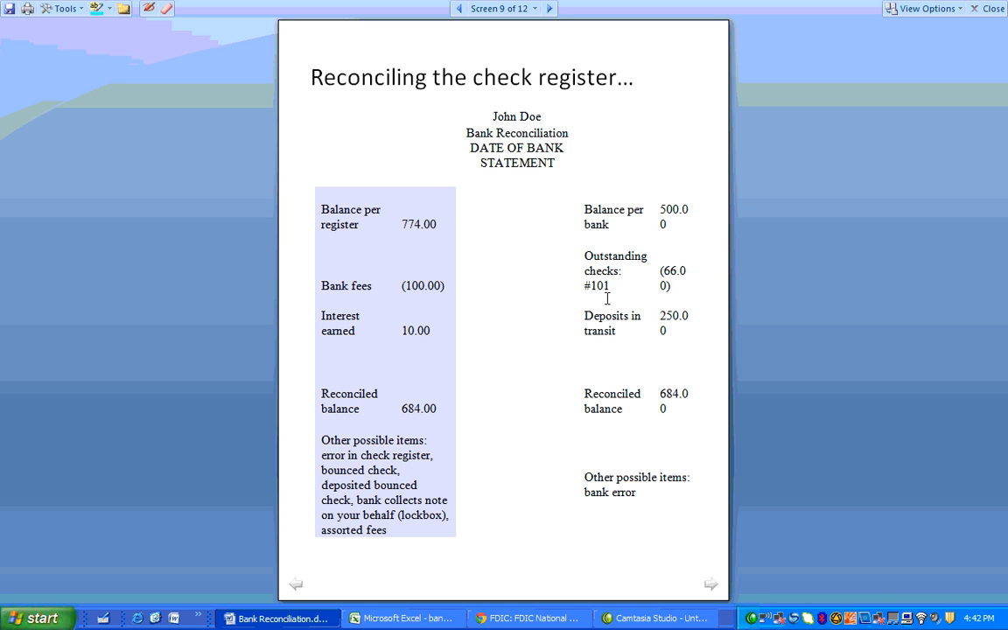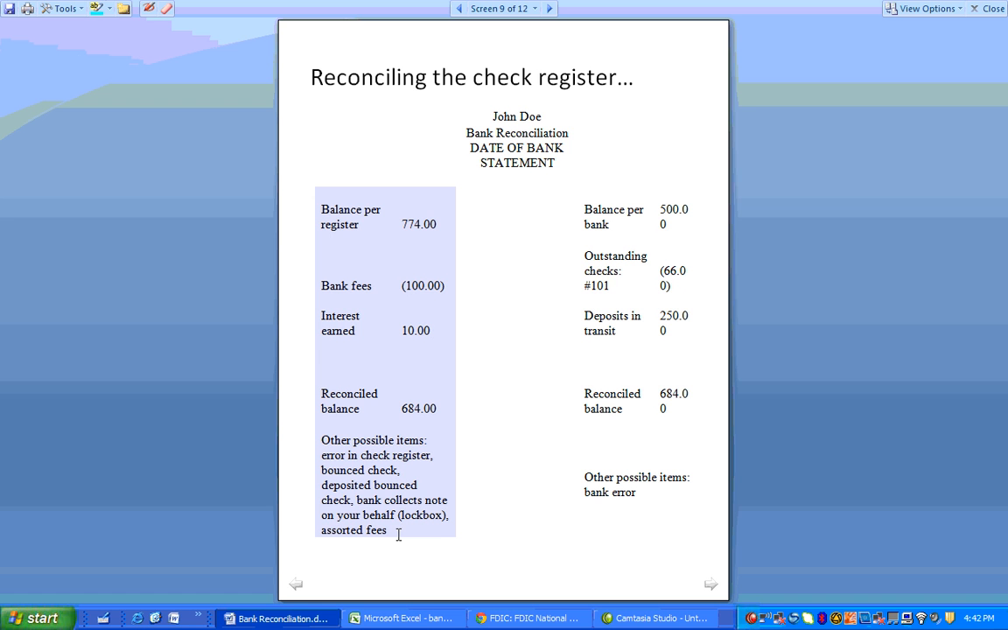Notes collected on behalf of the account holder by the bank. So if the account holder uses a lockbox where the money is sent directly to the bank, they wouldn't find out about it until they got the bank statement. Also, the assorted fees that are assessed on accounts, you don't find out about until you get the statement. That all goes on this side of the check register.